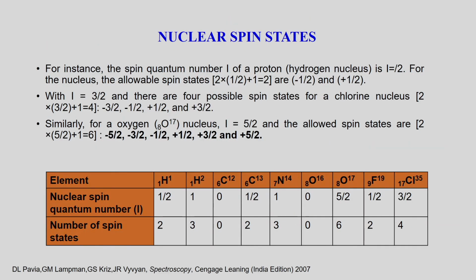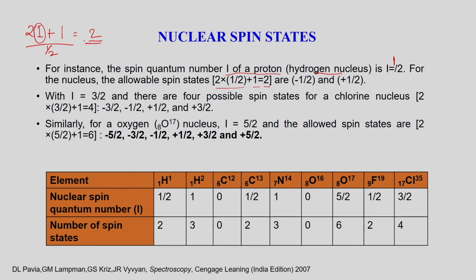For instance, the spin quantum number I of a proton, that is the hydrogen nucleus we are talking about, is half. Sorry, this 1 is missing here, I equal to half. So, now the spin quantum number is half. If it is half, what are the allowable spin states? 2 into half plus 1, which is 2. So, it means it is 2I plus 1, this number of states. So, based on that it will have 2 states because I here is half.